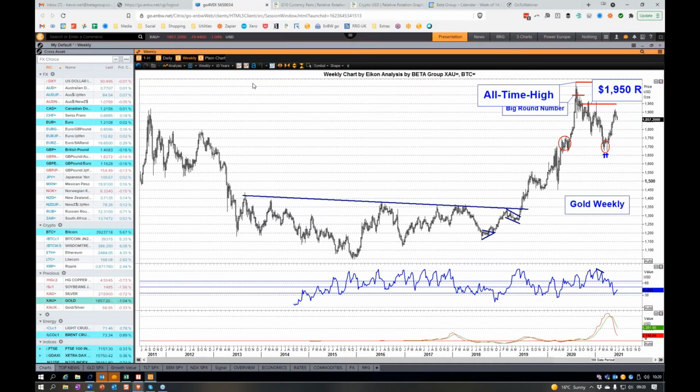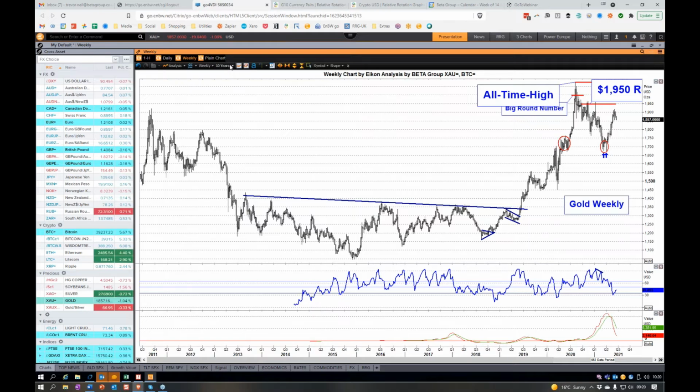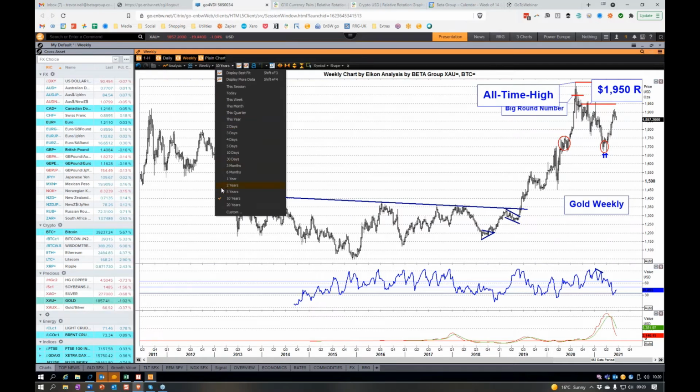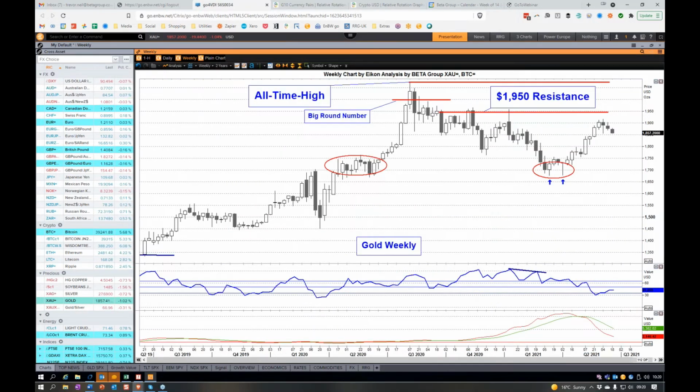Here's the longer term chart. Too long, actually. Let's get that back to a 2-year chart here. So we had that double bottom there. We've hit some resistance in this consolidation here. There is a more significant, important resistance at 1950. I think the breaking of that would be very bullish indeed. But the journey upwards has been interrupted.